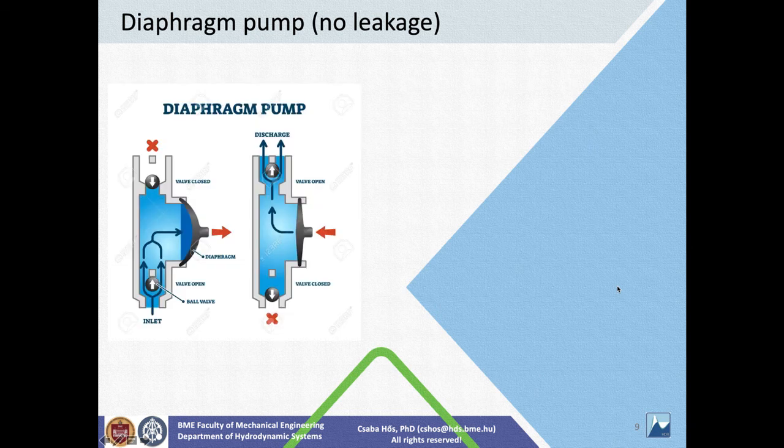The last one I want to show from the piston type is called a diaphragm pump. You have a flexible membrane that you are moving back and forth. When it moves backwards, this is the suction period: this valve opens, this valve closes. And when you push it forward, there's the delivery phase, so the discharge valve is open and the suction valve is closed.